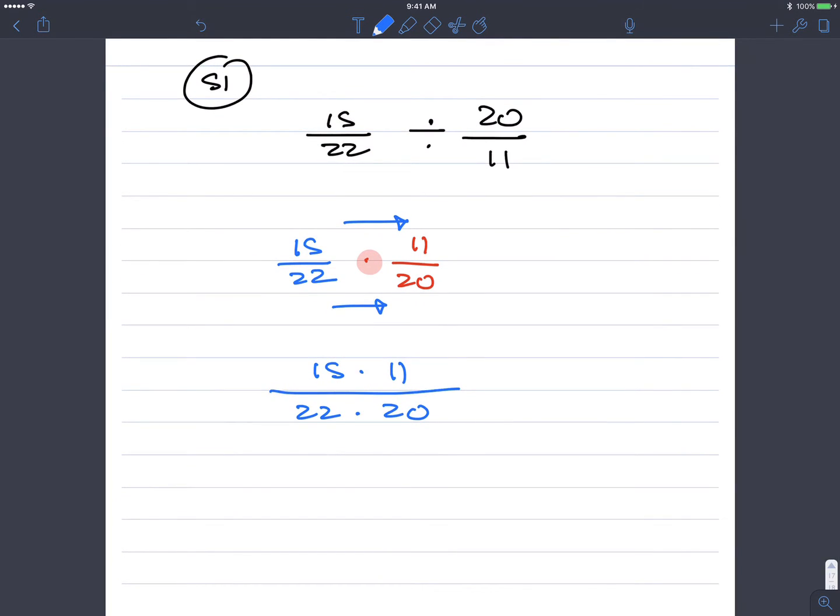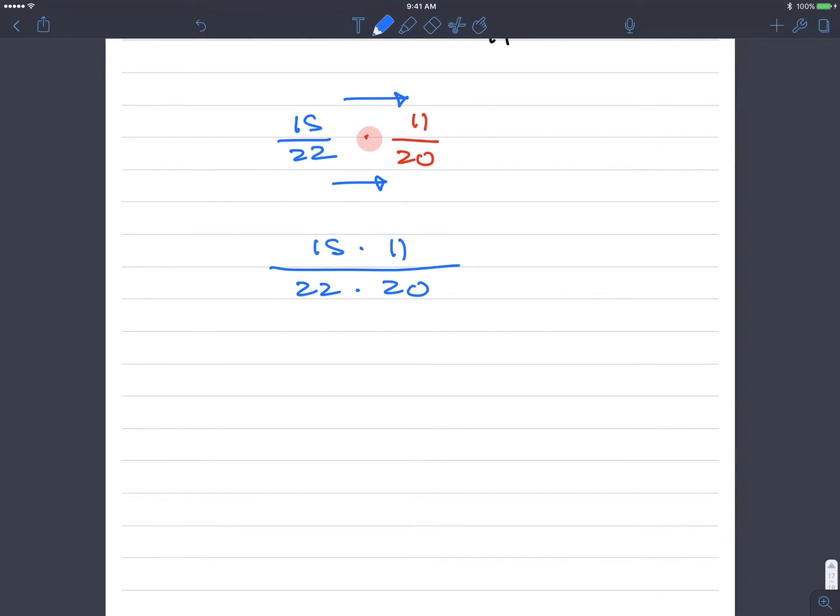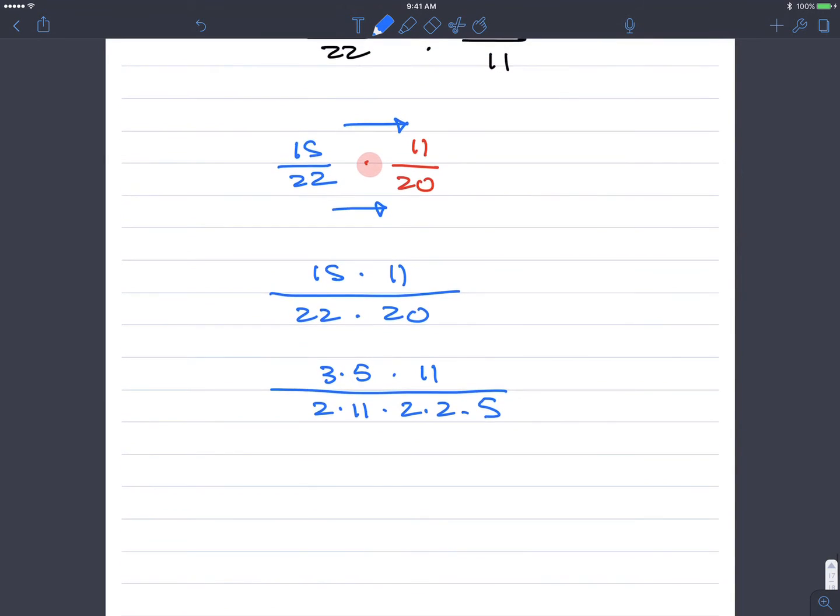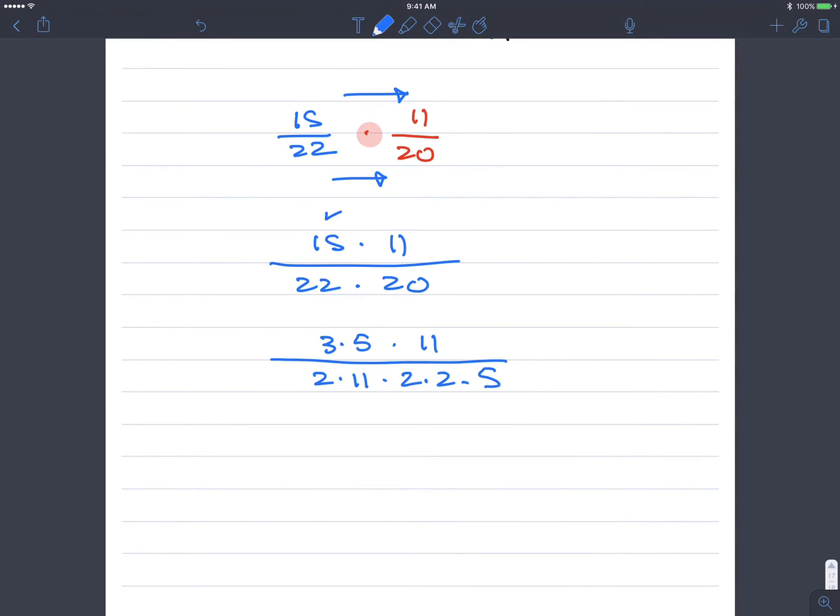Now, we're going to have to simplify this answer. We're going to break these numbers down into their primes, into the building blocks. So 15 is 3 times 5. 11's prime. 22 is 2 times 11. And 20 is 2 times 2 times 5. We broke this down, this down, this down. 11 was already prime.